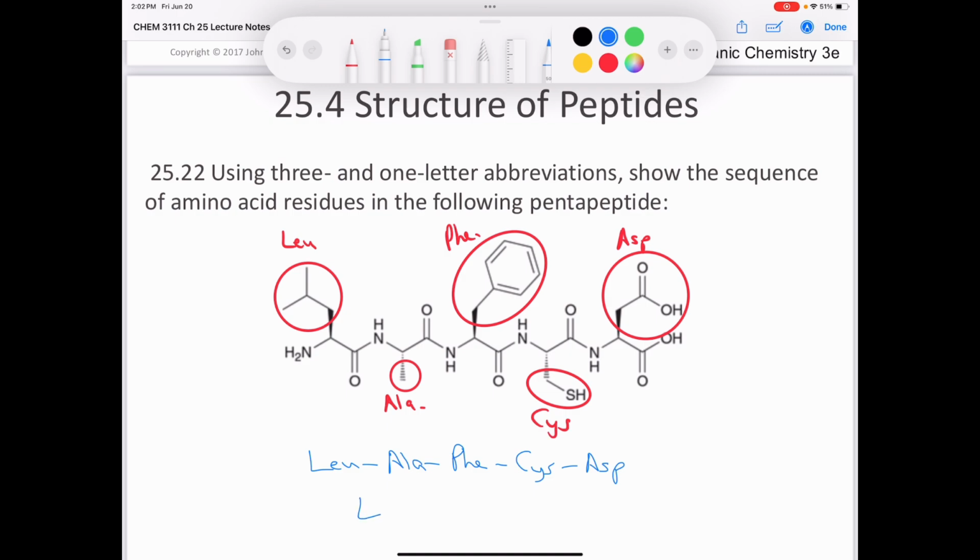But you could also just write it like this: leucine, alanine. It's F for phenylalanine, then C for cysteine, and aspartic acid is D, okay? So those are the one-letter abbreviations. But again, you don't have to memorize these. You're always allowed to bring in a handout that I provide into the quiz. So no need to memorize these, but it's not a bad idea.